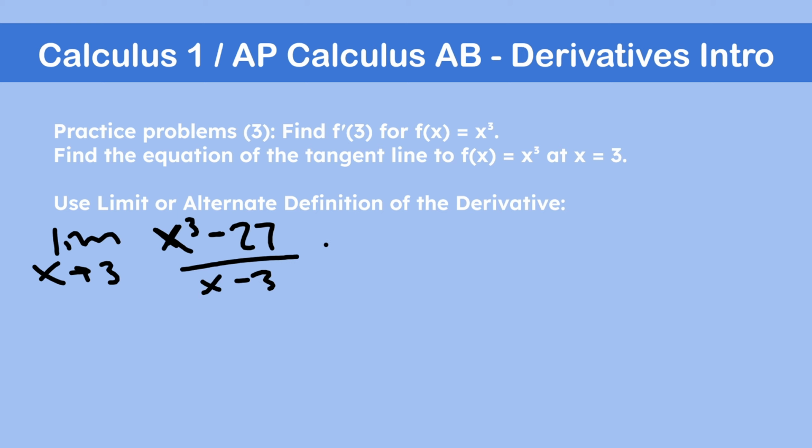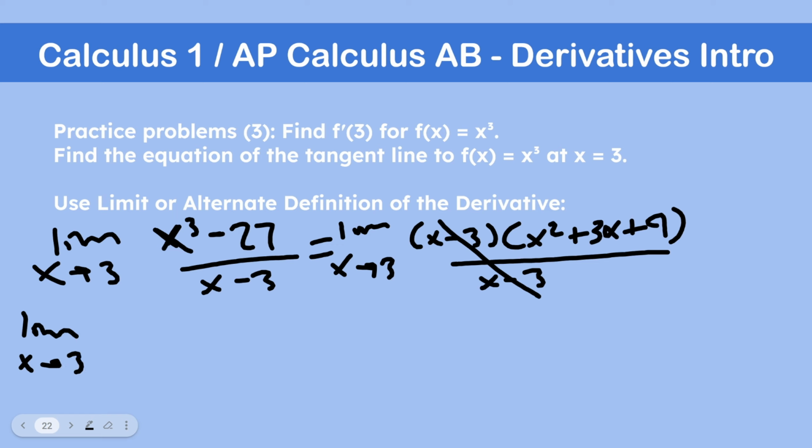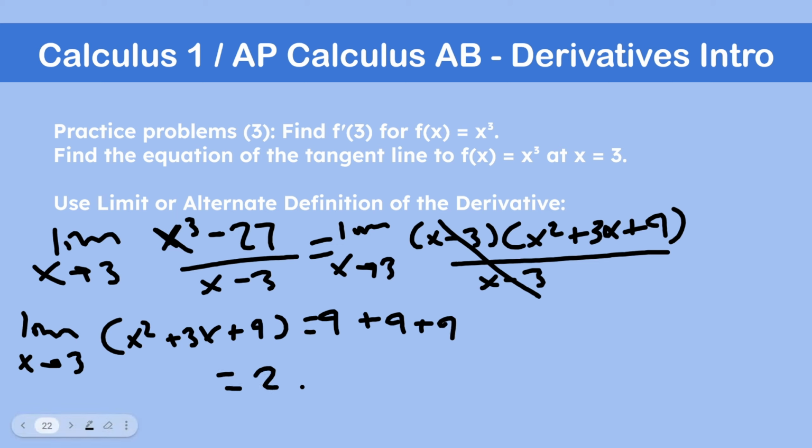If you recognize, you can factor this. So you have the limit as x approaches 3 of x minus 3 times x squared plus 3x plus 9 over x minus 3. These cancel out, so now we have the limit as x approaches 3 of x squared plus 3x plus 9. When you plug in 3, you have 9 plus 9 plus 9, and that's equal to 27. So let me erase everything.